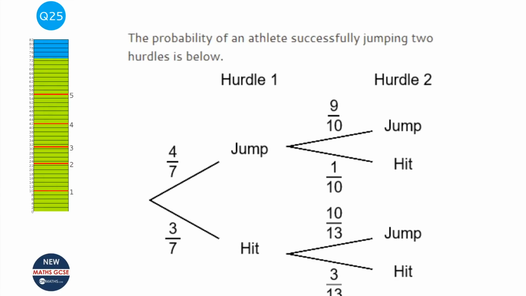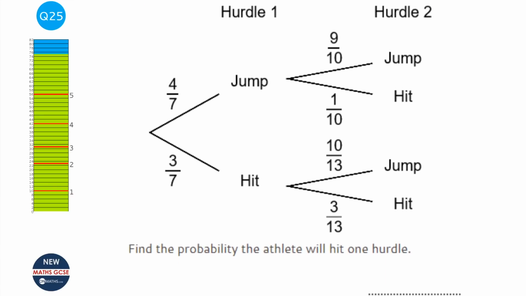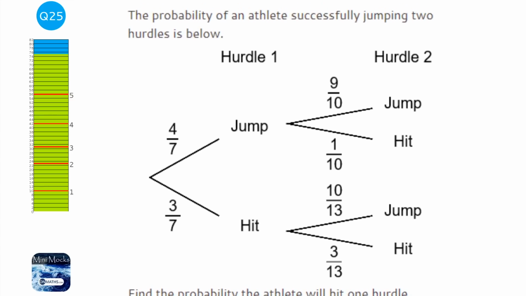Okay, so we've got an athlete and 2 hurdles, and if he jumps the first one, the probability of him jumping the second one will change. So it's a conditional question, and we're asked what's the probability he will hit one hurdle. Now, one hurdle does not mean 2 hurdles. One hurdle means exactly one hurdle. So you've got to be careful with the question.